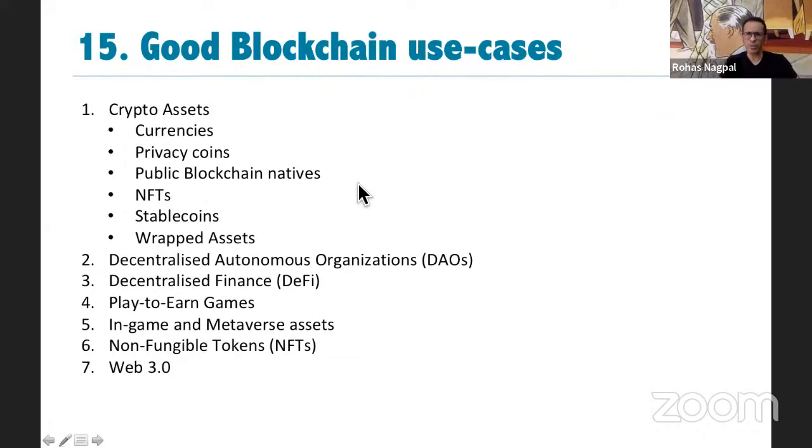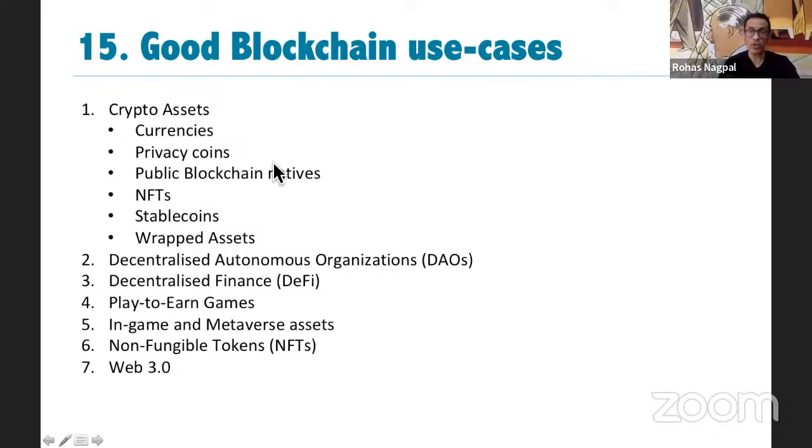Finally, I want to quickly sign off with what is a good blockchain use case and what is a bad blockchain use case. A good blockchain use case, according to me, of course, involves crypto assets, not cryptocurrencies. I don't like to use that word because all cryptos are not currencies. Things like Bitcoin, Litecoin, yes, they are currencies because we use them as a medium of exchange.